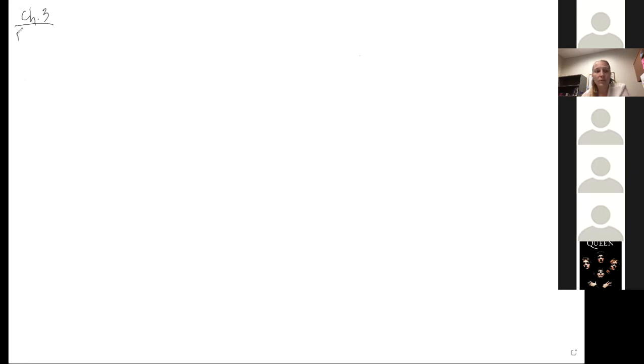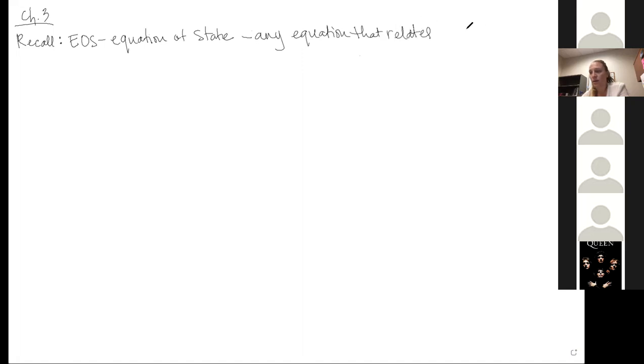So first, a brief reminder, which you should all know from your previous classes and the prerequisites. An EOS is what we call an equation of state. And this is any equation that relates pressure, volume, and temperature of a substance.